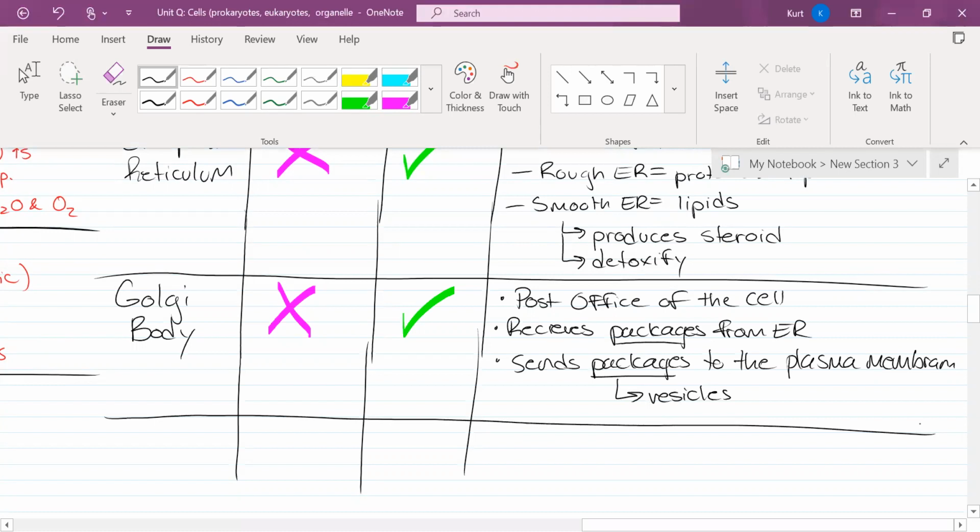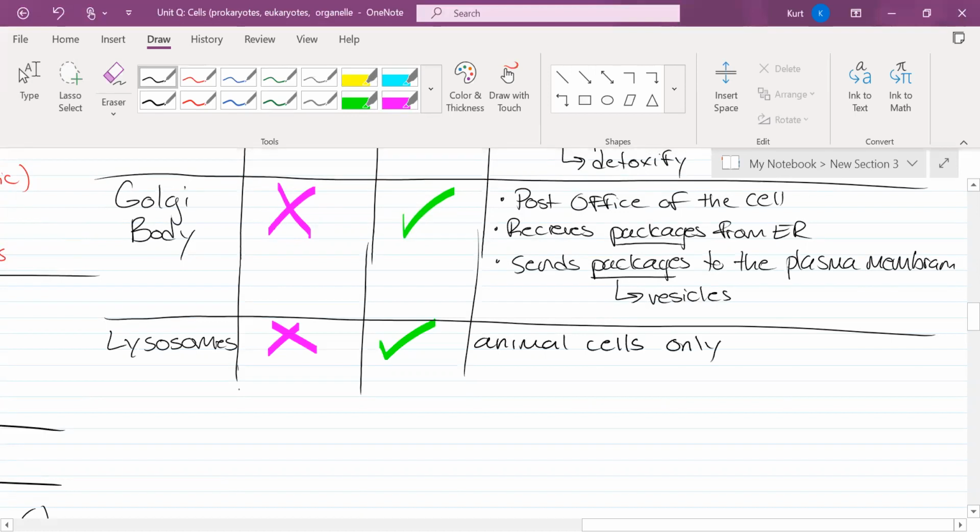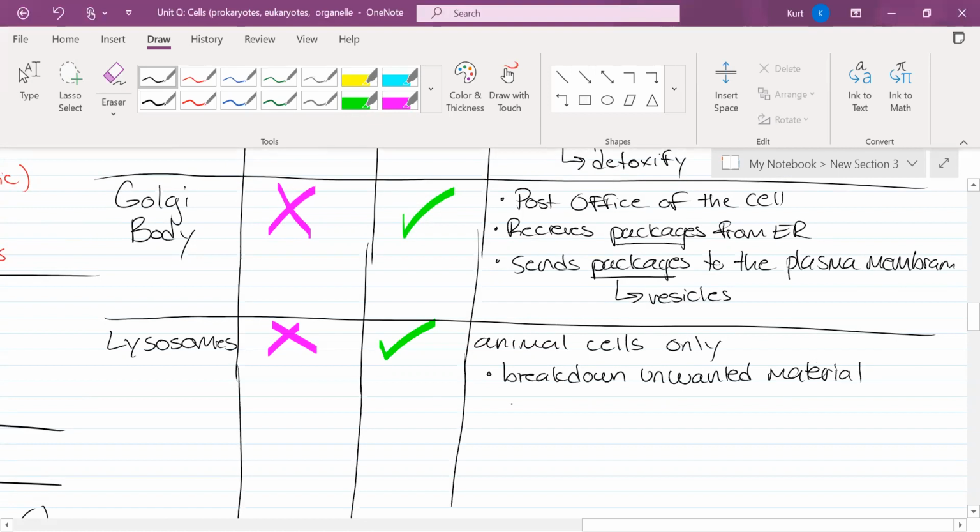All right, let's keep going. I told you this is going to be a big chart. We have lysosomes. Otis, are these found in prokaryotes? No. Emma, eukaryotes? Yes. Now, this comes with an asterisk. This is animal cells only. You will not find these in fungi or plants. They break down unwanted material. They use digestive enzymes or hydrolytic enzymes.